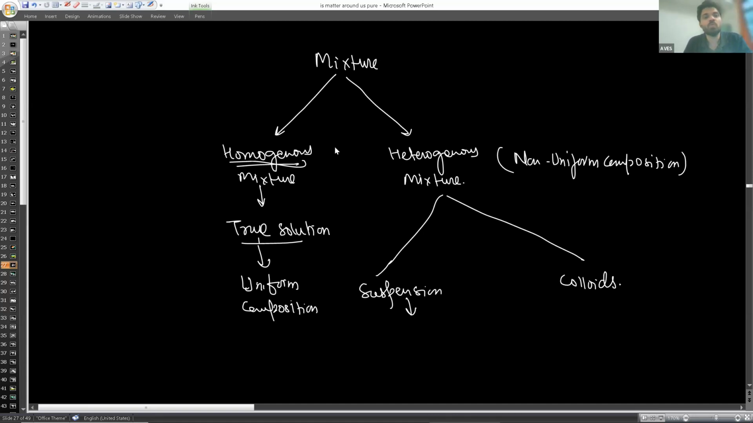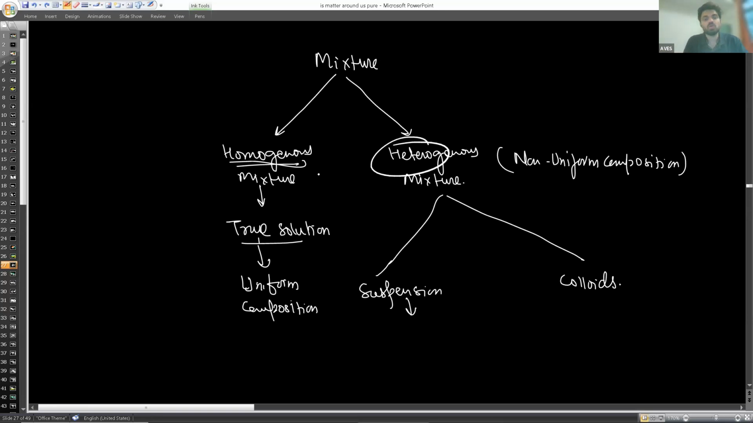Noted? Okay. So, what do you mean by homo? The word homo means same, and hetero means different. Heterogeneous means different. So if I'm talking about heterogeneous mixtures, hetero means different and homo means same.